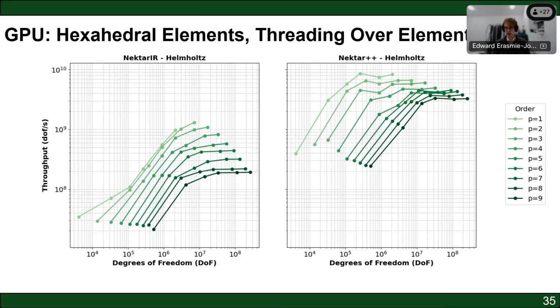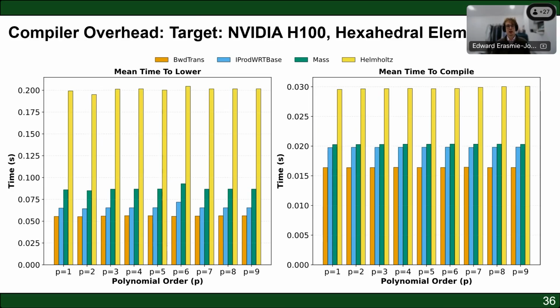But if we then turn our attention to what's the overhead cost on a device kernel, we can look at the next figure, where we see the mean time to lower and mean time to compile for the NektarIR backward transform, inner product, mass matrix and Helmholtz. We see that the Helmholtz is the slowest to lower and to compile, but in both cases, it's still fast across the board for polynomial orders, with lowering in 0.2 seconds and compiling in 0.303.